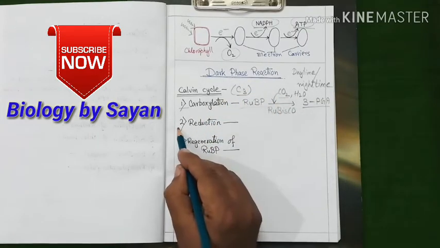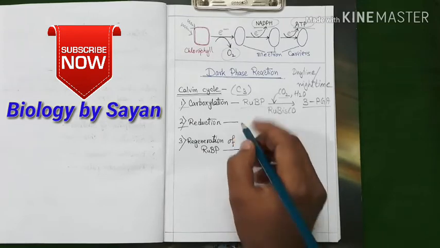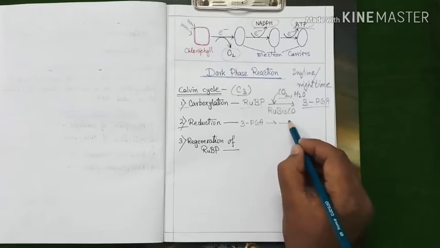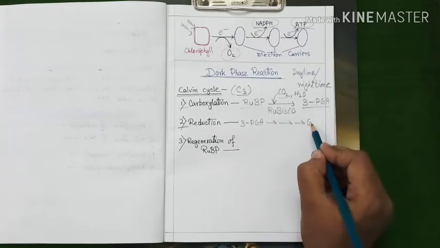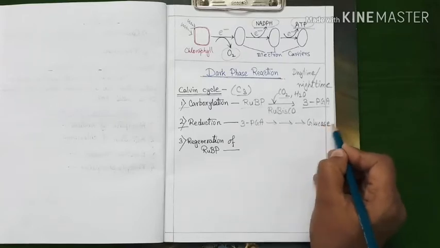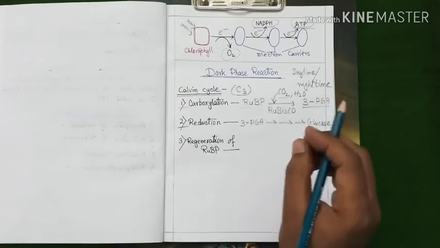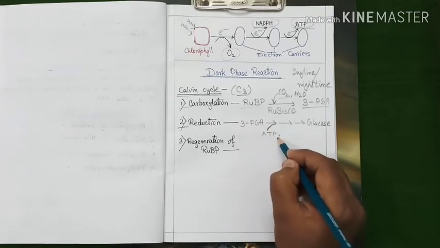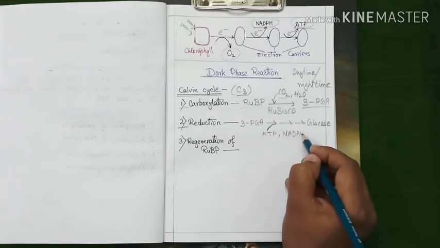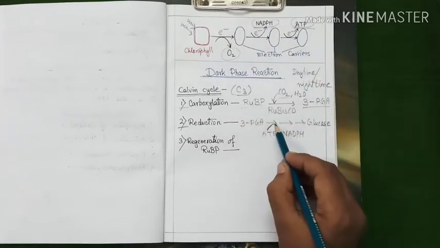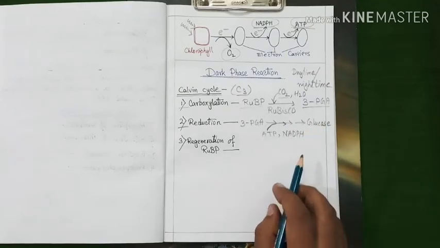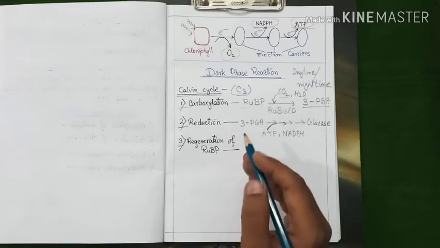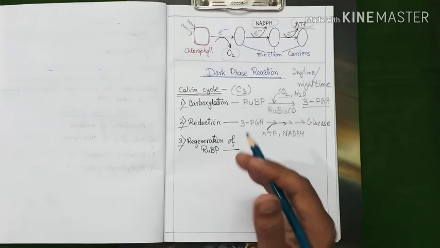The next phase, reduction. What happens during this phase? 3-PGA phosphoglycerate is converted via several intermediate reactions into glucose. And during this conversion, the products like ATP and NADPH produced during light phase reactions help in this process. The next phase is the regeneration of RuBP. At the end of the Calvin cycle, RuBP gets regenerated so that it can initiate another fresh cycle of Calvin cycle.